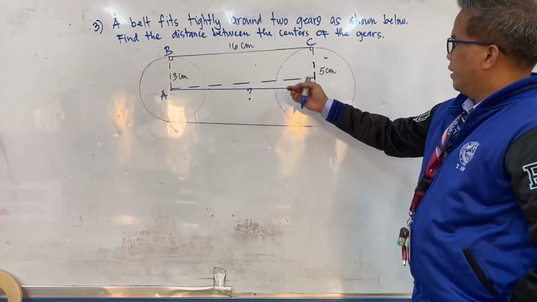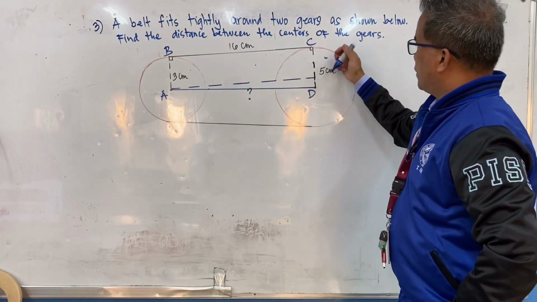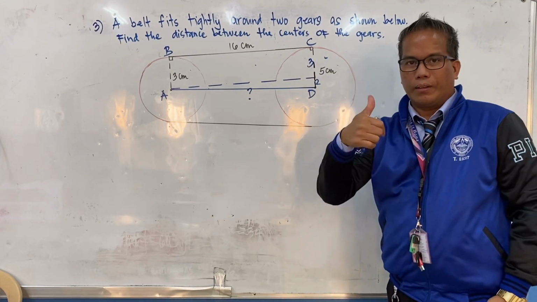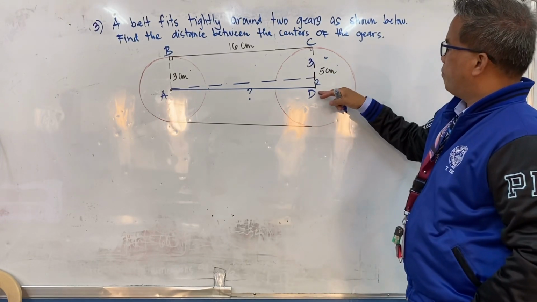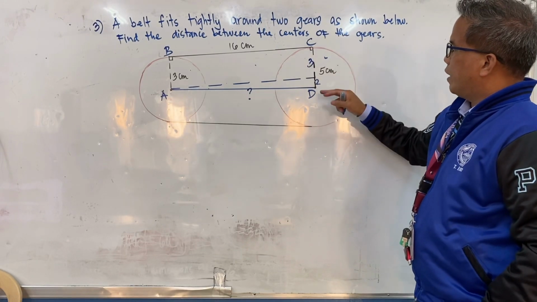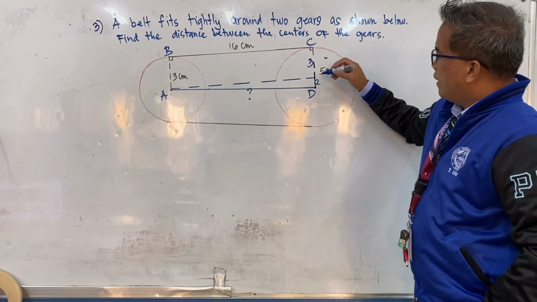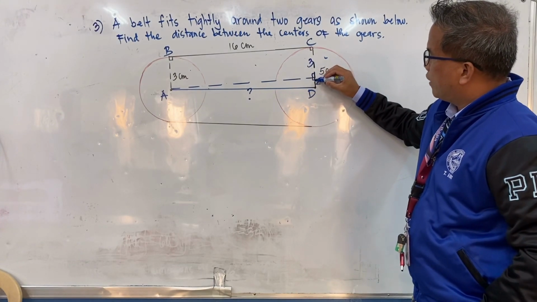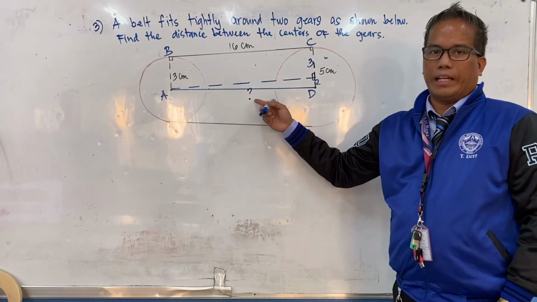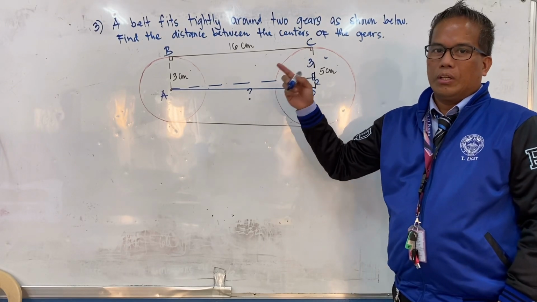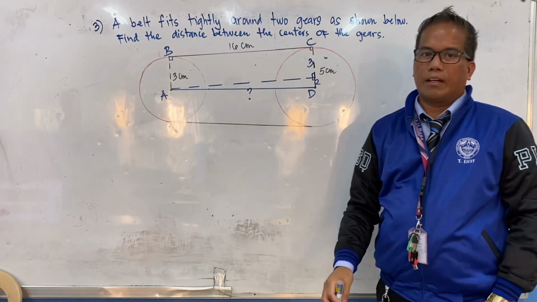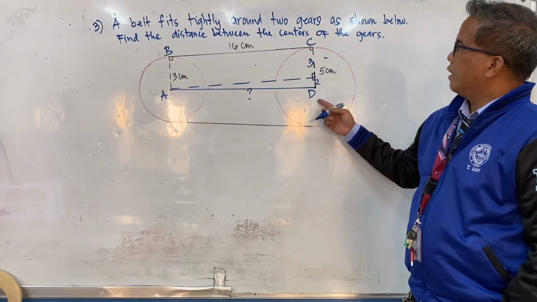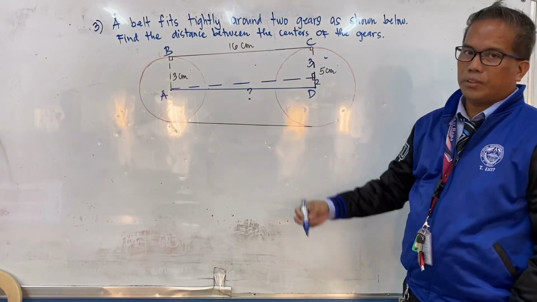Look at the figure now. This is 3. Of course, this is also 3 cm. Then the remaining is 2 cm. Correct? Because from point B to C is 5 cm. 3 plus 2 equals 5. Then this is now a rectangle. Then this is also 90 degrees. So this will serve as the hypotenuse. So from that, we can use the Pythagorean Theorem in order to find segment AD, the distance between the centers.